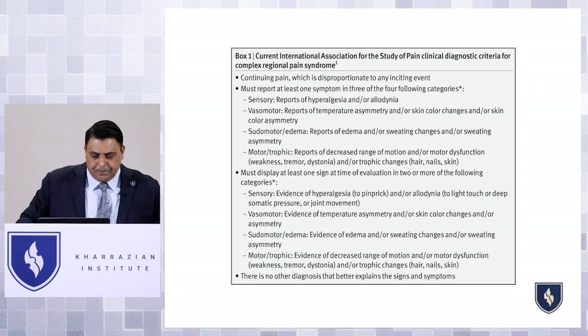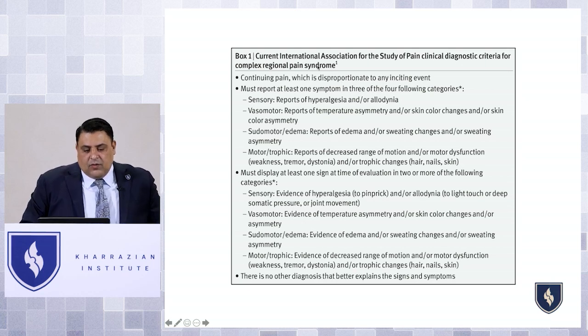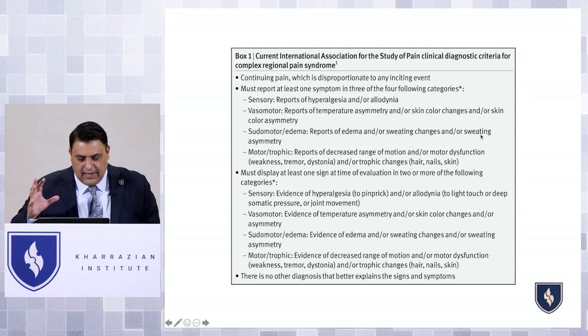Now this is a slide that shows the current International Association for the Study of Pain clinical diagnosis criteria for complex regional pain syndrome, which is continuing pain that is disproportionate to the inciting event. So disproportional pain. And then they must report at least one symptom in 3 of the 4 following categories. Sensory: they have to have hyperalgesia or allodynia. They have to have a vasomotor response, like the images I showed you, reports of temperature asymmetry and skin color change, like that picture of the guy with the face on one side. Pseudomotor edema, again, that's swelling, like the hand or feet you saw.